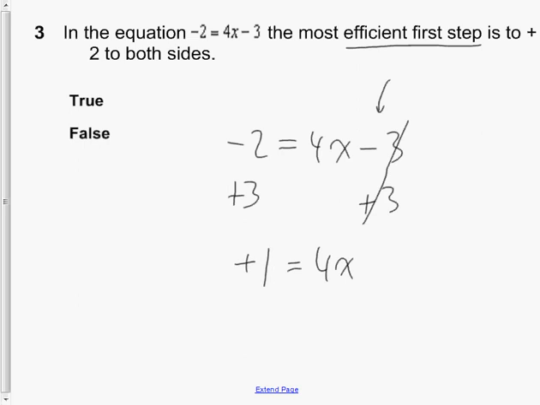And then, of course, our next step would be divide both sides by 4, and x would equal a quarter, but you don't need to go that far. All you had to do was say, what should I do first? It's not add 2, it's actually add 3 to both sides. So your answer is false.